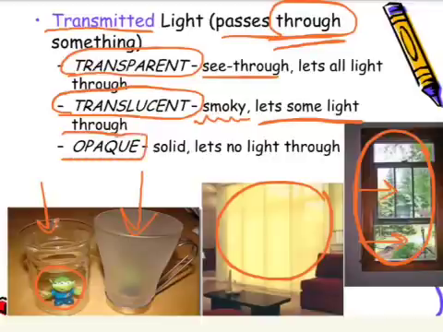Finally, there's this word opaque. Opaque means it does not let light through. So really, when you're talking about transmitted light, light is not transmitted through an opaque object. This means, like, I guess the wall. Think about the wall here. Light cannot pass through the wall because it's opaque.